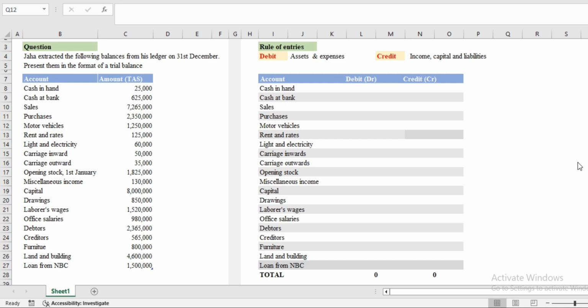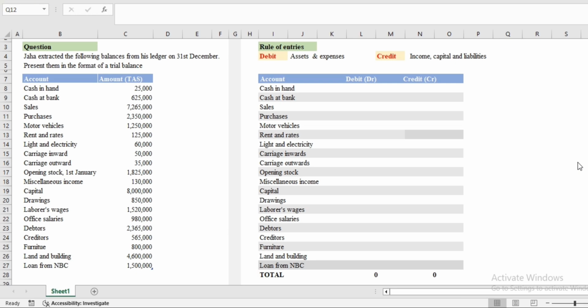Now before we start answering this, we need to understand the rule of entries so as to be able to balance the trial balance. Now the rule of entries is you are required to debit all assets and expenses. So all accounts that fall under assets and all accounts that fall under expenses are required to be debited. On the other hand, income, capital, and liability accounts are supposed to be credited.